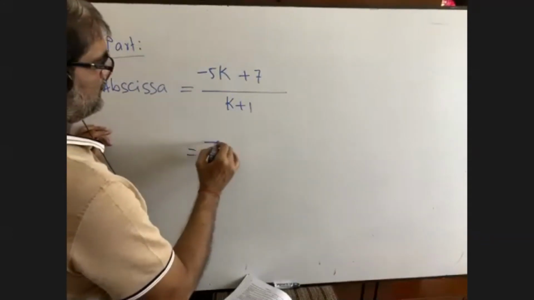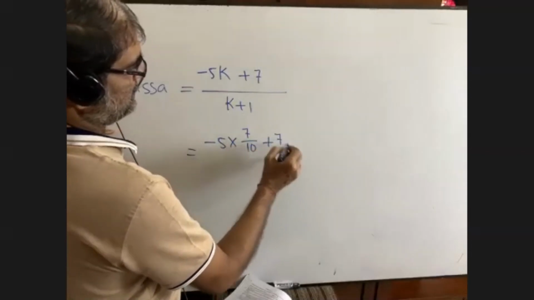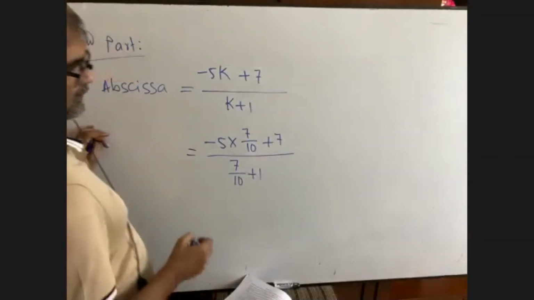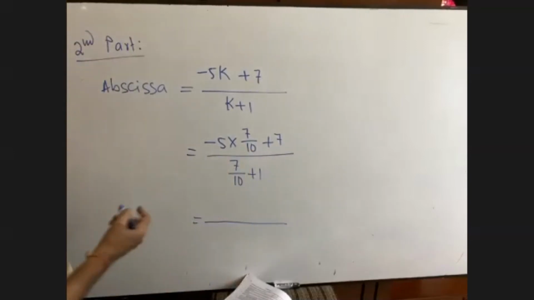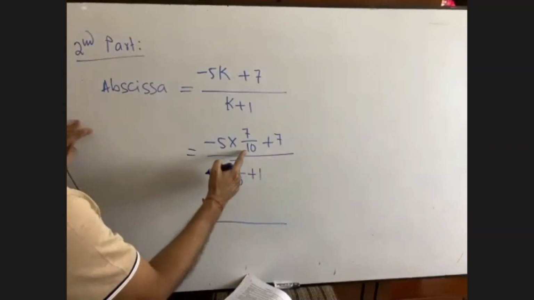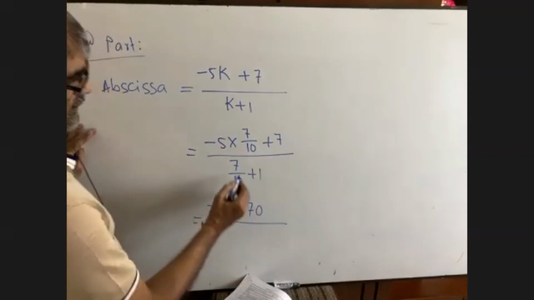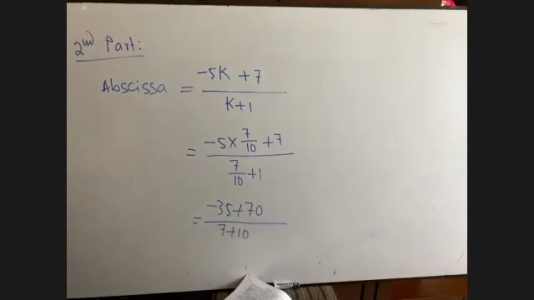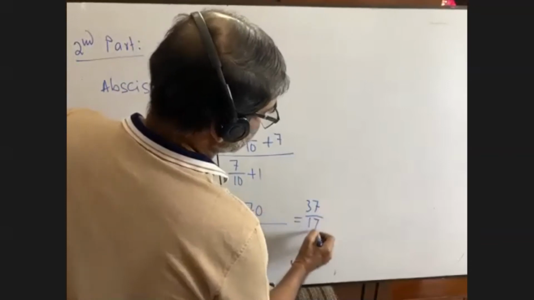7 by 10. So minus 5 into 7 by 10 plus 7, over 7 by 10 plus 1. What I told you one day, for this case, you have to multiply all by 10. So we are going to multiply by 10, then it is minus 35, plus 70, over 7 plus 10, right? So 35 by 17, and this is the answer. 35 by 17, it is the abscissa.